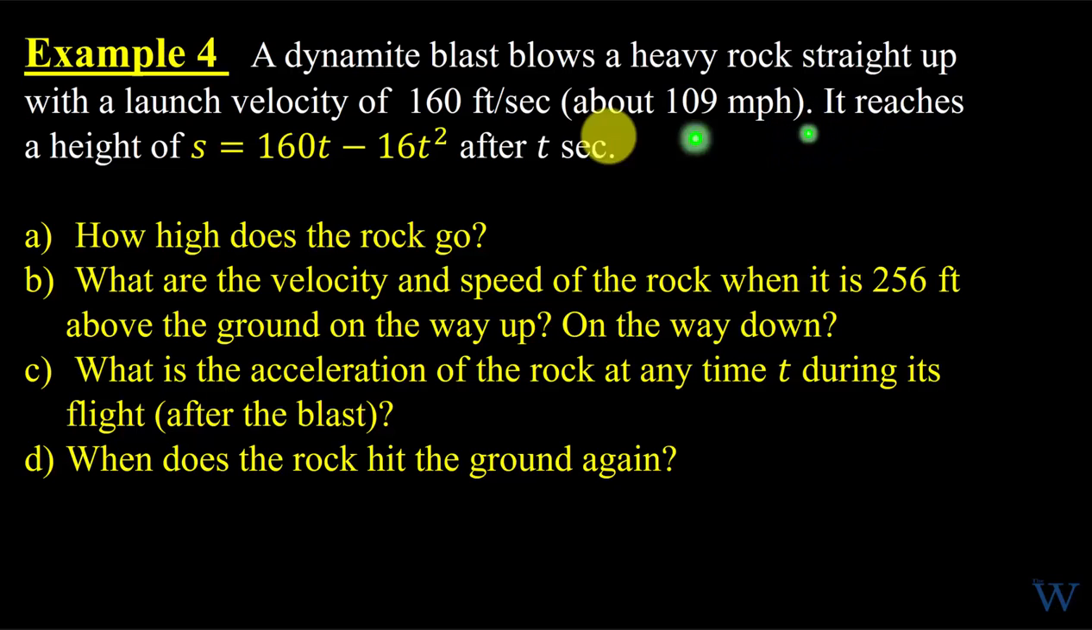And then it reaches a height. So this is the function of the height, or the position function, which is 160 times t minus 16t squared. Notice that that is due to the free fall. That means due to gravity when it comes back. Okay, and then 160t, that's the initial velocity. So when you multiply by time, you get the distance. So this is s equal to feet after t seconds.